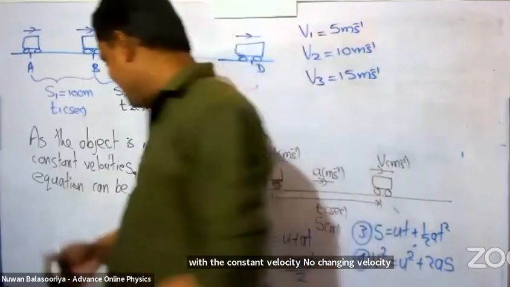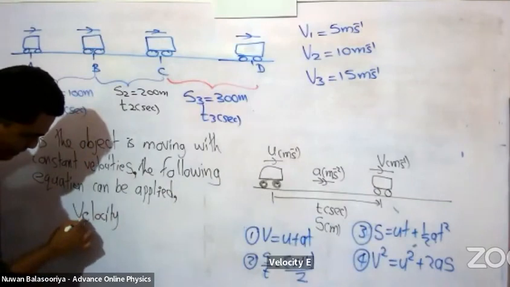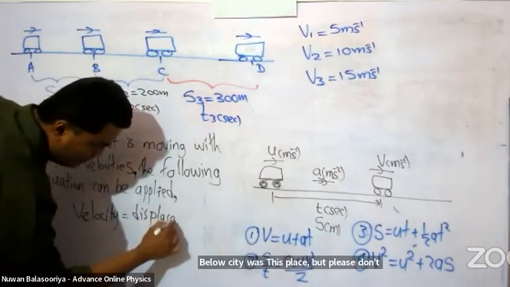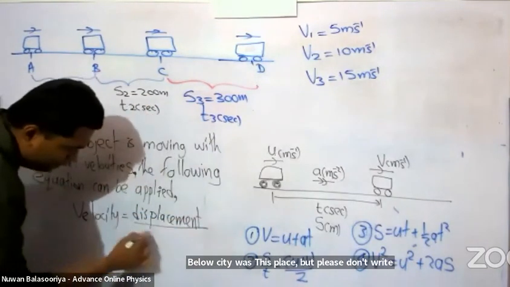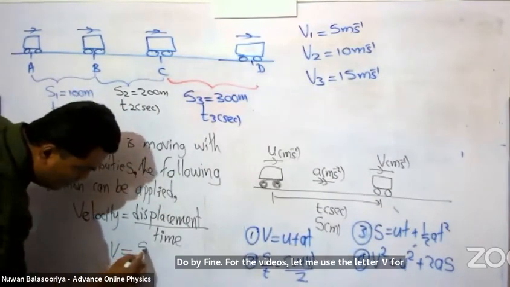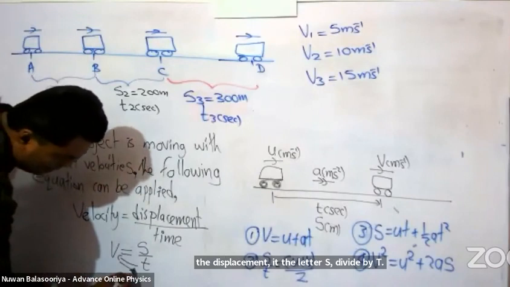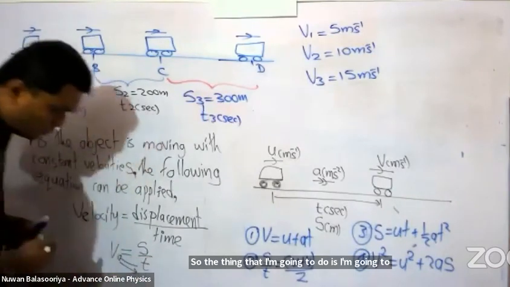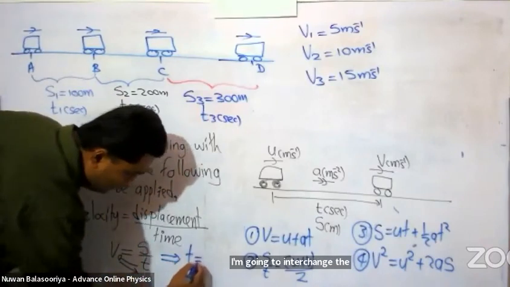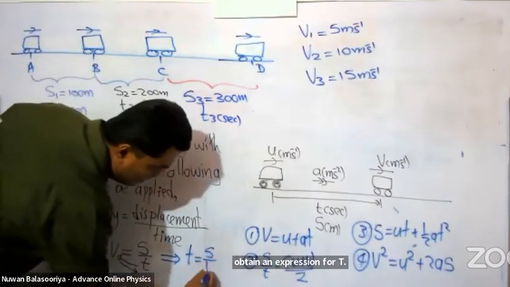displacement divided by time. Velocity equals displacement. Please don't write. Velocity equals displacement divided by time. For the velocity, let me use the letter V. For the displacement, let me use the letter S. Divide by T. So what I'm going to do is interchange the terms S and T, so I can obtain an expression for T. T equals S over V.